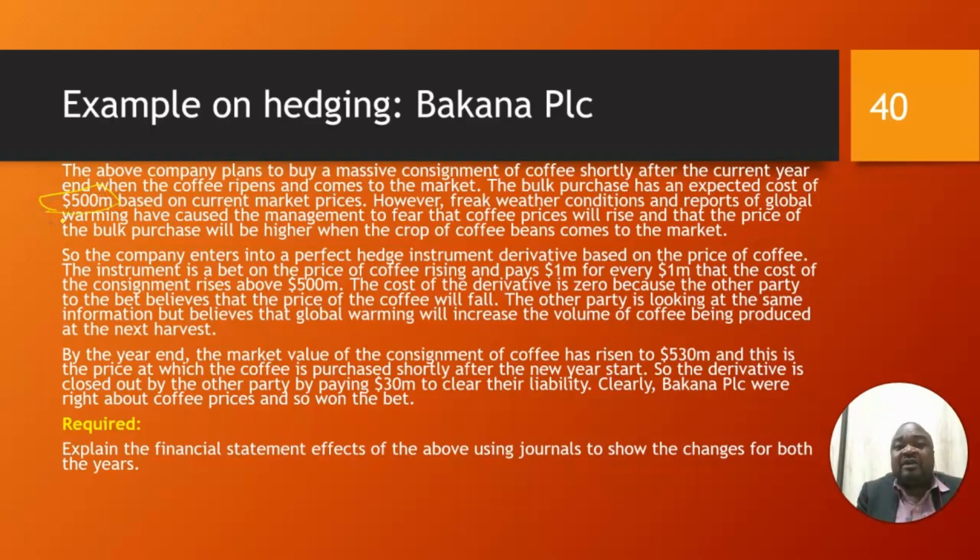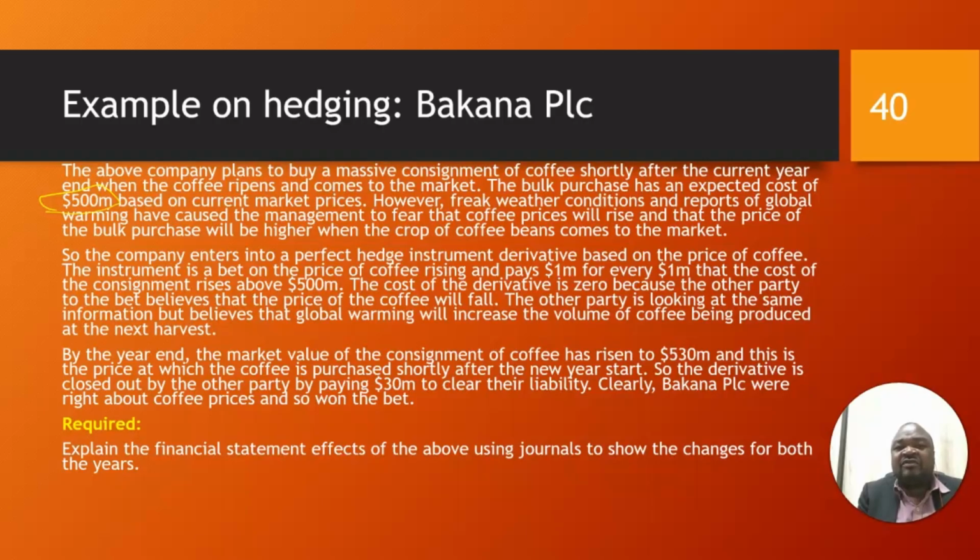However, freak weather conditions and reports of global warming have caused the management to fear that coffee prices will rise and that the price of the bulk purchase will be higher when the crop of coffee beans comes to the market. So the company enters into a perfect hedge instrument, a derivative based on the price of coffee. The instrument is a bet on the price of coffee rising and pays 1 million for every 1 million that the cost of the consignment rises above 500.